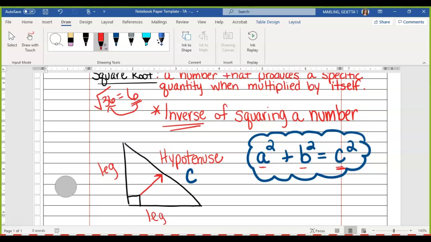Now the legs, if you recall from yesterday's video, it doesn't matter which one we label A and which one we label B. Out of habit, I usually write my vertical as A, my horizontal as B. But it doesn't matter. A and B can be switched, but C has to be the hypotenuse. So C is always our hypotenuse. B is considered a leg measurement, and A is a leg measurement.